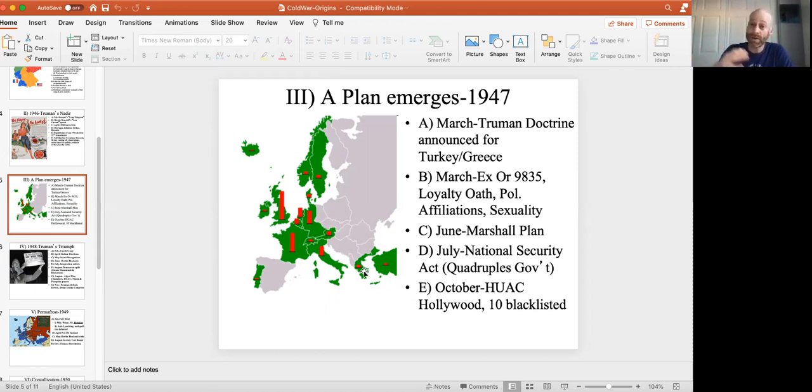Would the old Greek monarchy come back, the king and the queen from prior to World War II? Or would there be some other faction that would take control? Well, the British installed the monarchy back on the throne, and there were a lot of rebels in the hills in northern Greece, communist rebels that wanted to overthrow the monarchy.